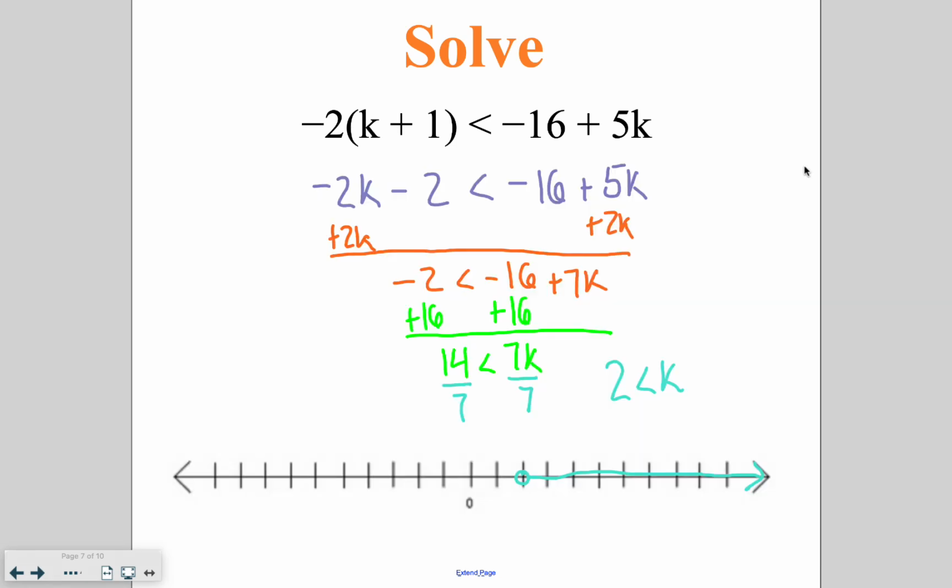So we distribute that -2. I added 2k to the right side to get rid of that negative with the variable. Then add the 16 and divide by 7. We get 2 is less than k, which means 2 is smaller than all of our answers. So an open dot with the arrow going to the right.